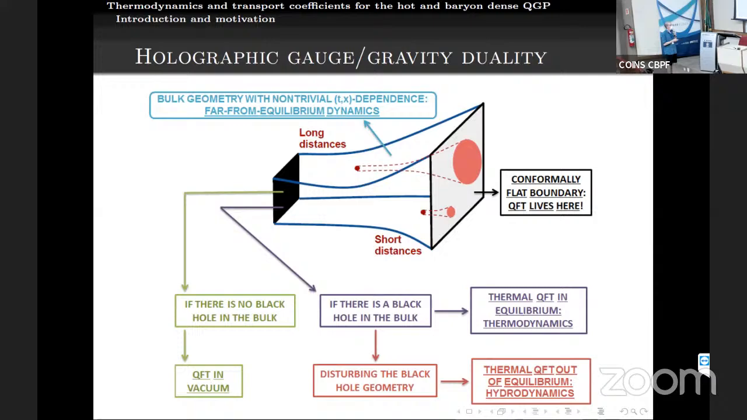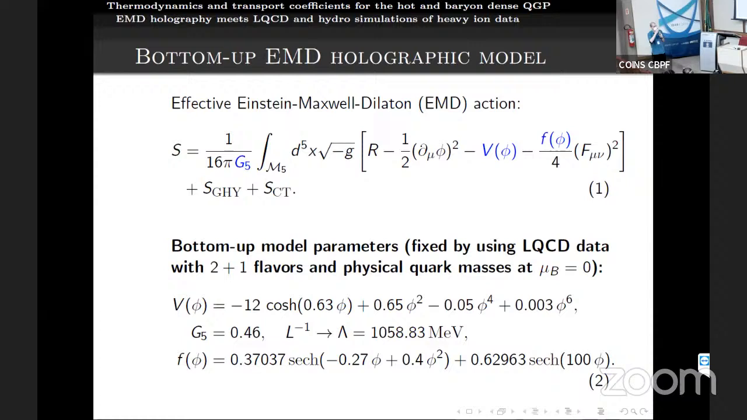So the specific model that we are going to consider here is described by this gravity action here, which is a nice Einstein-Maxwell-Dilaton action. Okay, this dilaton field here is just a real scalar field, which is used here to break the conformal symmetry of the boundary quantum field theory. I also have a Maxwell gauge field here, which is used to introduce the chemical potential, and the metric field, which is dual to the boundary energy momentum tensor.